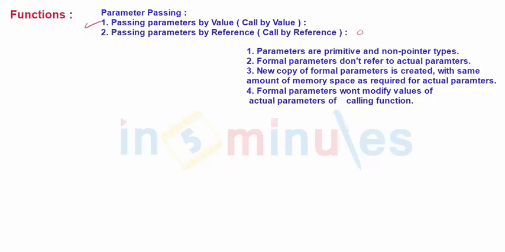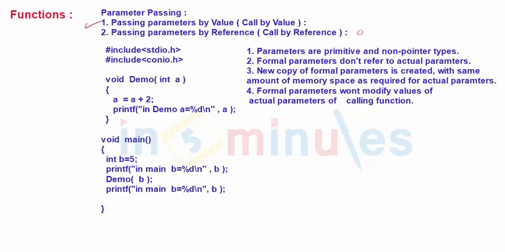The first point says parameters are primitive and non-pointer types. Formal parameters don't refer to the actual parameters. A new copy of formal parameters is created with the same amount of memory space as required for the actual parameters. And last is, formal parameters won't modify values of the actual parameters of the calling function. Now to understand these points, we better take an example.